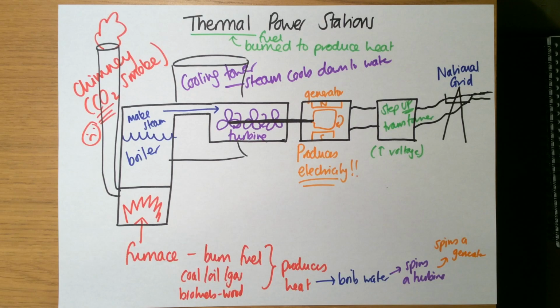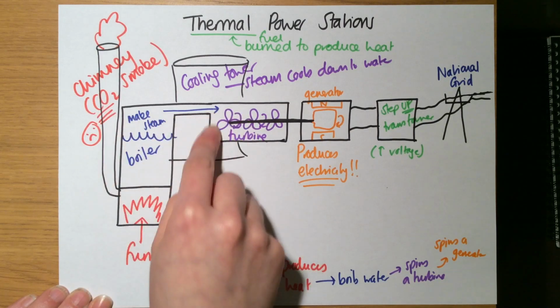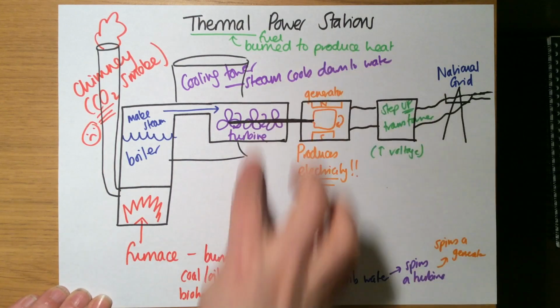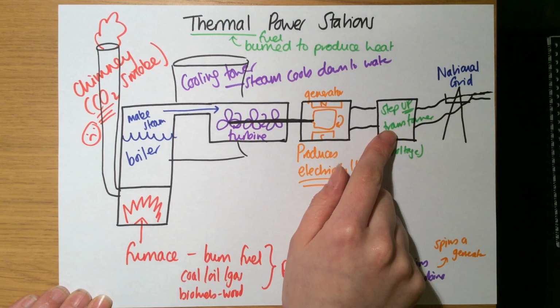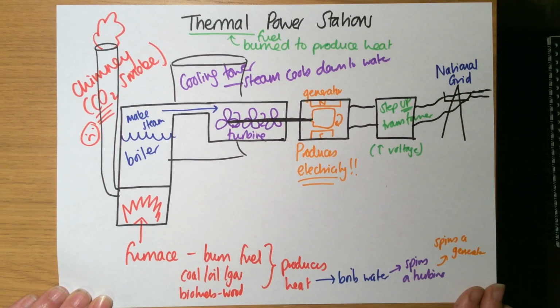So that's all there is to a thermal power station. We start with the furnace, we burn some fuel. That heats up water, it boils water to make high pressure steam. The steam spins the turbine, which is attached to a generator. The generator is basically a coil of wire spinning in a magnet. That makes the electricity. This is the important bit. The electricity we make is then stepped up to a higher voltage, and it's then carried off to the national grid, which is then distributed to your home.